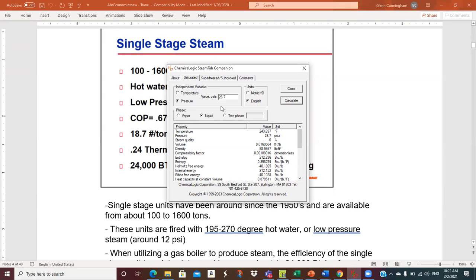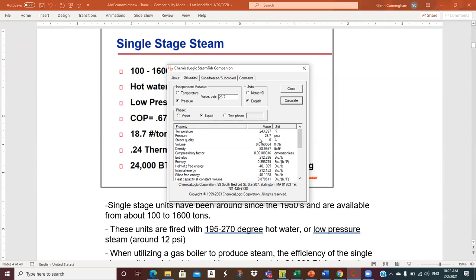Because when I go to the steam tables, I have to use absolute. Not absolute temperature, but absolute pressure. Okay, and so then you click calculate, bingo. So you see about 244. So the steam that they're talking about is 244.